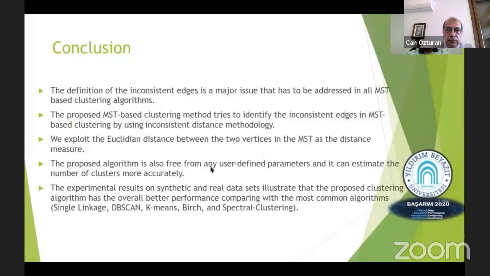As a conclusion, the definition of the inconsistent edge is the major issue in MST-based data clustering algorithms. To solve this problem, we have proposed an MST-based clustering method. We try to identify the inconsistent edge in the MST-based clustering by using the inconsistent distance methodology. We exploit the Euclidean distance between two vertices in the MST as a distance measure. The proposed algorithm is also free from any user-defined parameters, and it can estimate the number of clusters accurately.